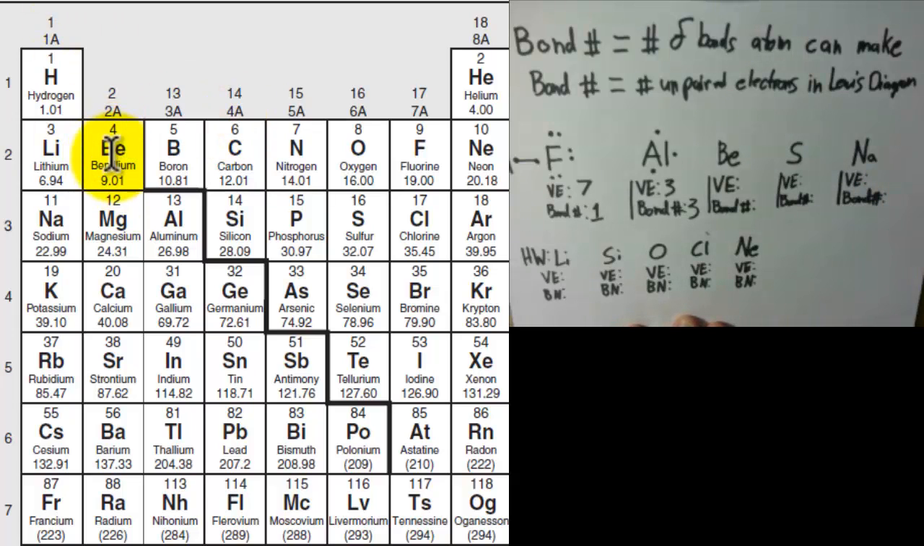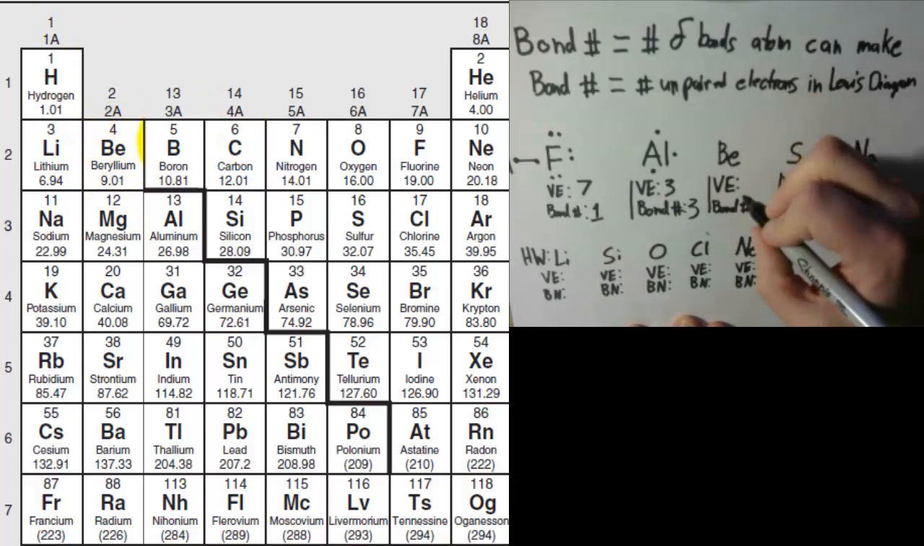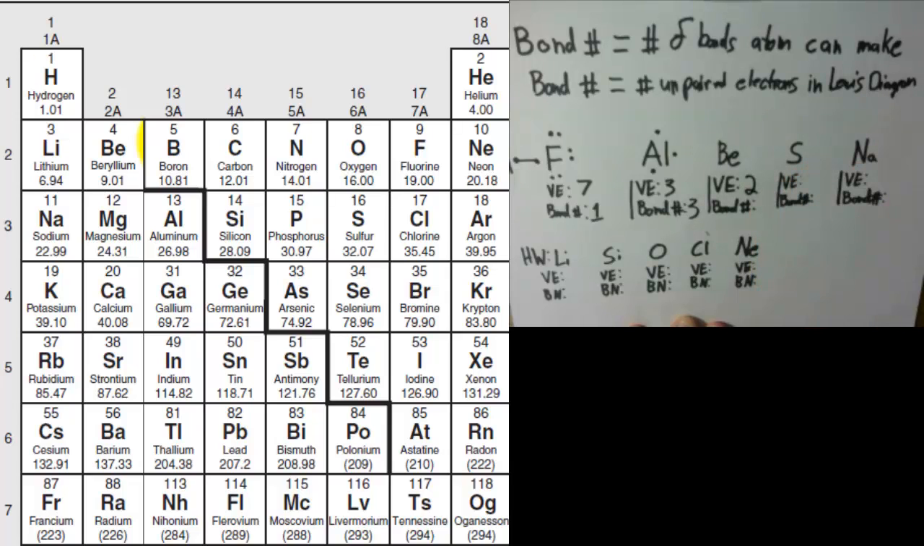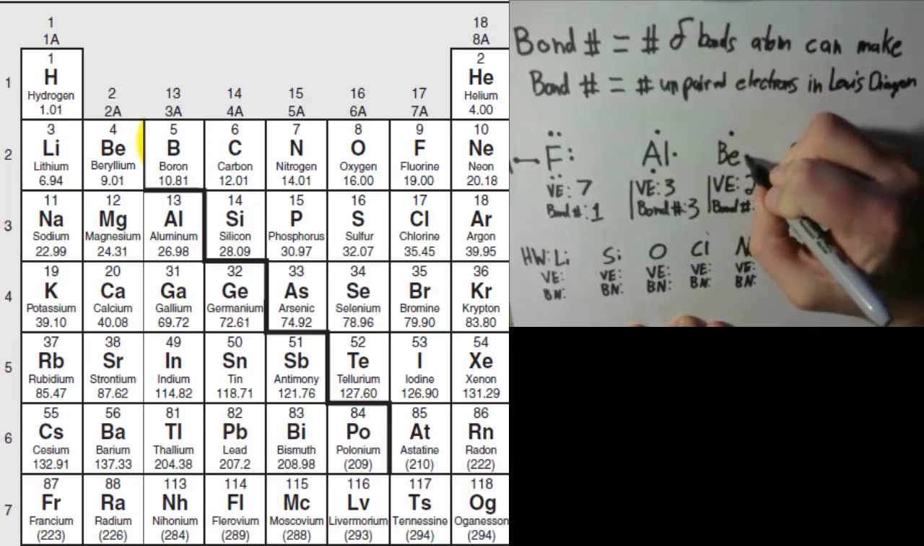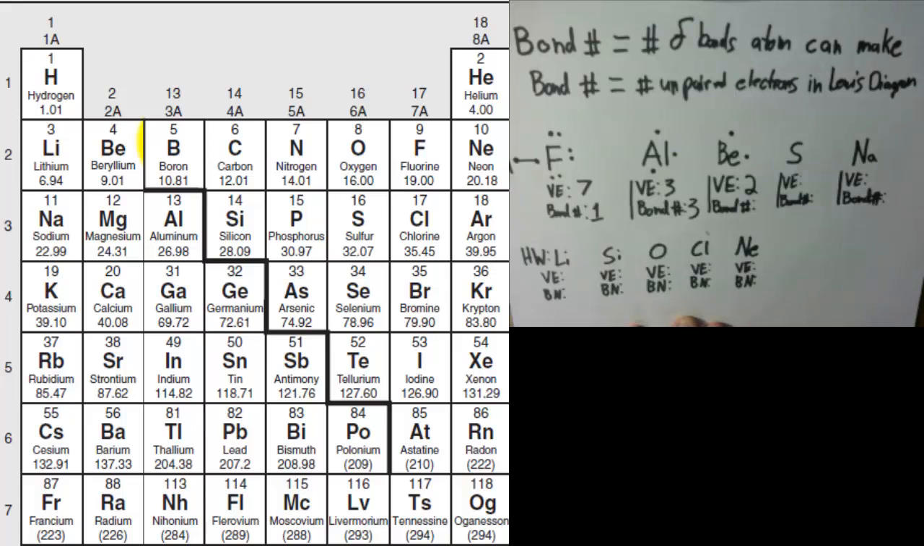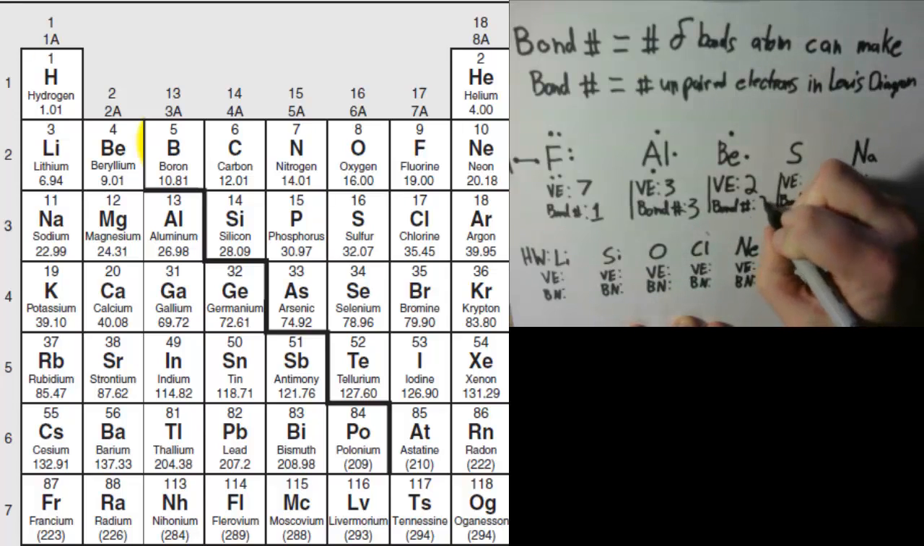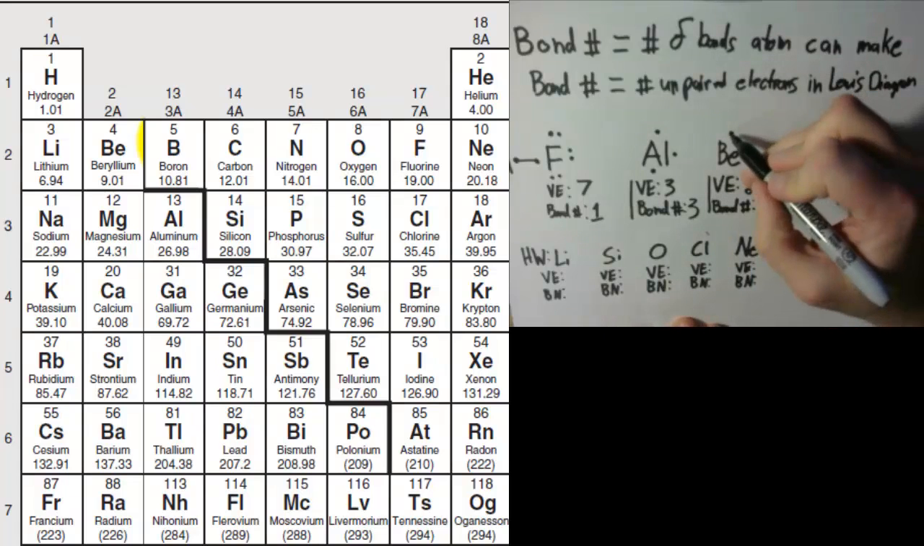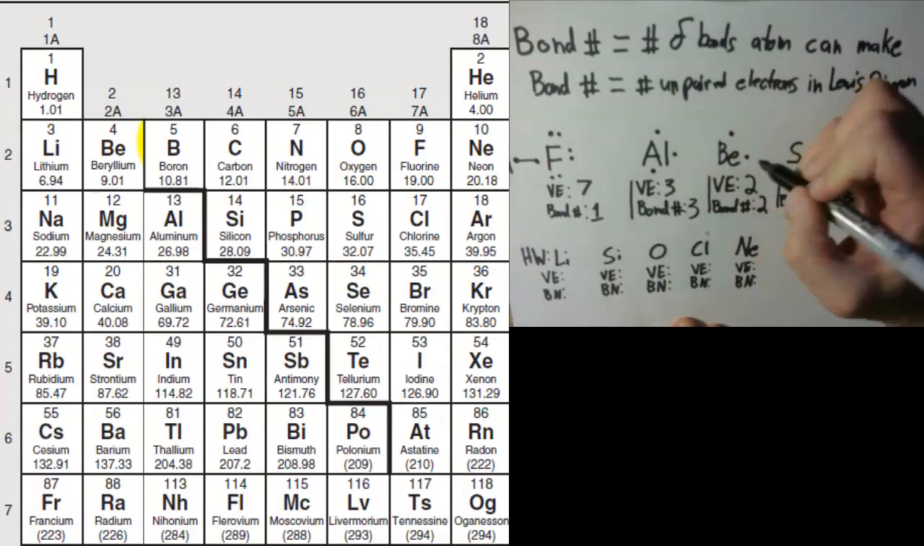Next up is beryllium. Beryllium is element number 4, and it's in group 2. Means it has 2 valence electrons. 1, 2. Those 2 valence electrons are both unpaired, so that means it can make 2 bonds. So you could add one thing here, one thing here.